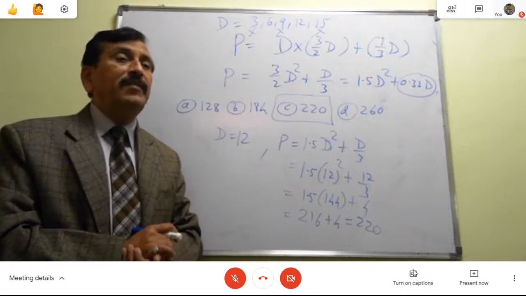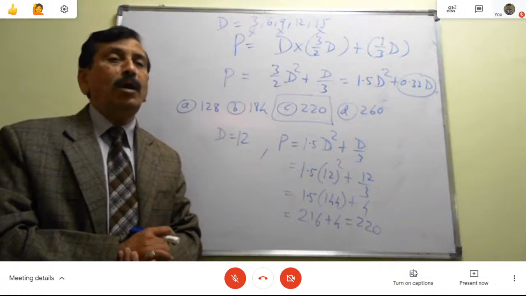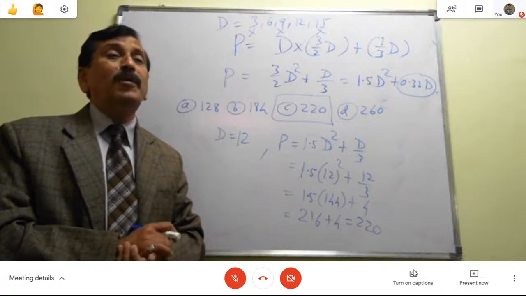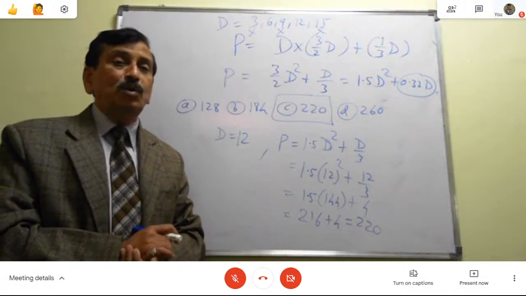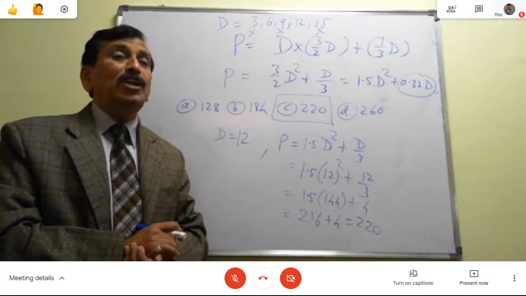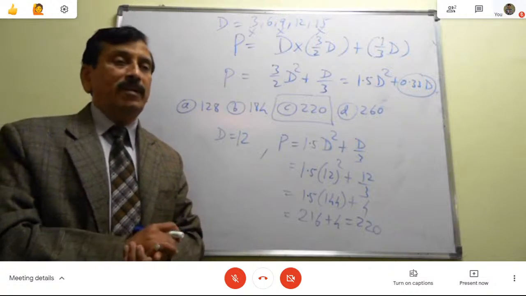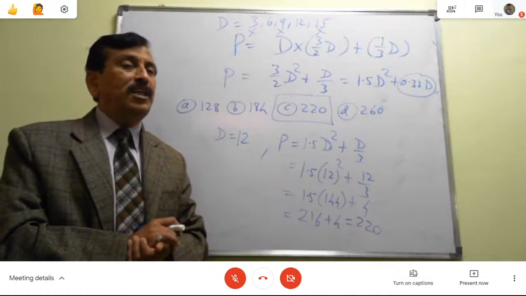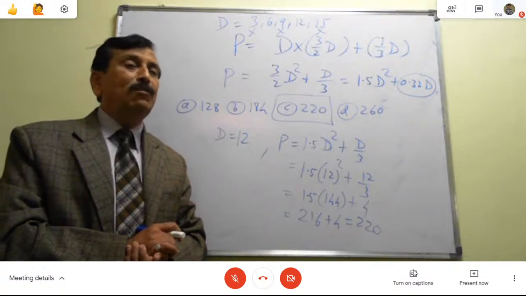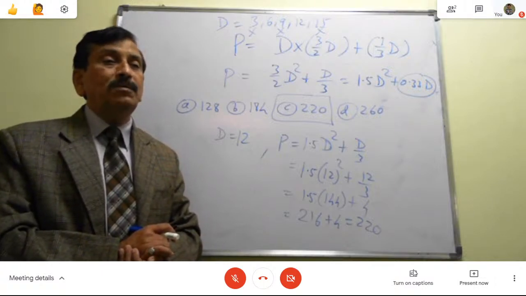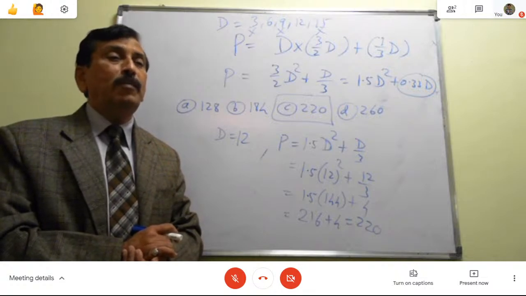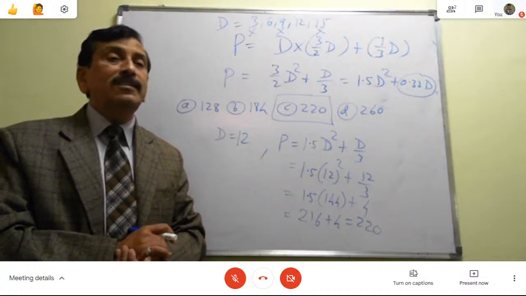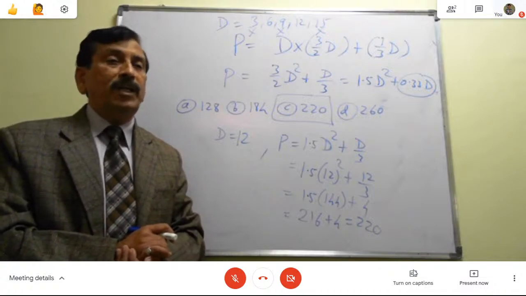If D square is odd, 3 by 2 into an odd number will again give a fraction part. So we want the value of D in such a way that D should be a multiple of 3 and the square of D should be even. And D cannot have a value more than 15. We have seen the limitation of the problem: if D is equal to 15, the square is 225 and 1.5 of 225 becomes more than 300, and none of the options is more than 300. So we'll consider the multiples of 3 up to 15.